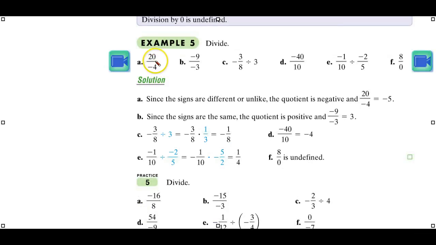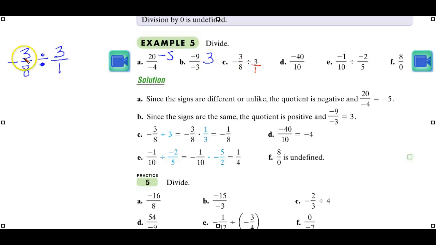So some of these are straightforward. What will our sign be here? Well, it's going to be a negative, and 4 goes into 20 5 times. Now here our signs are the same, so our results are positive. 3 goes into 9 3 times. Now, when we have something like this, we can look at this as a division of fractions in a sense. We could put that 3 over 1, write it this way.